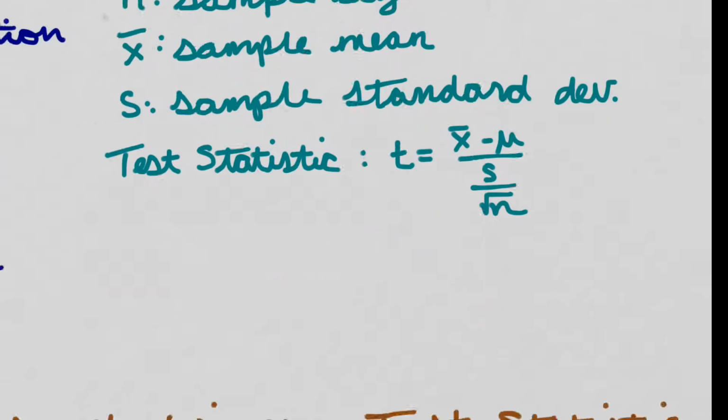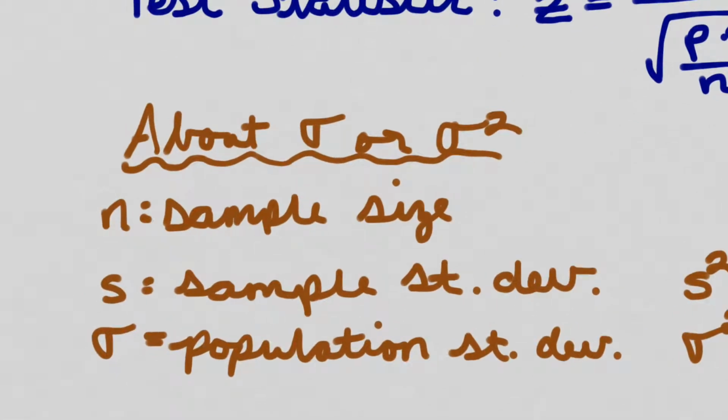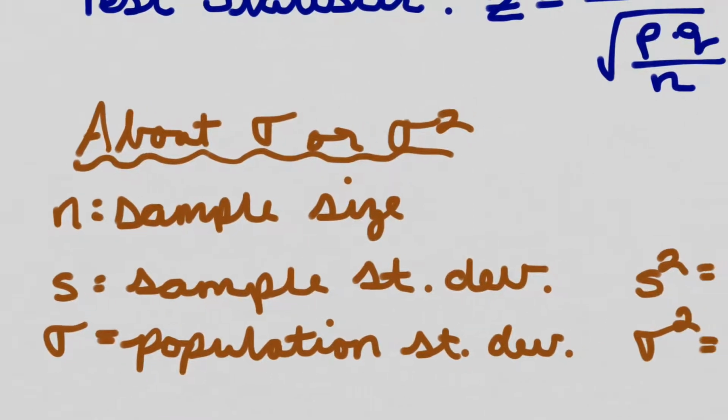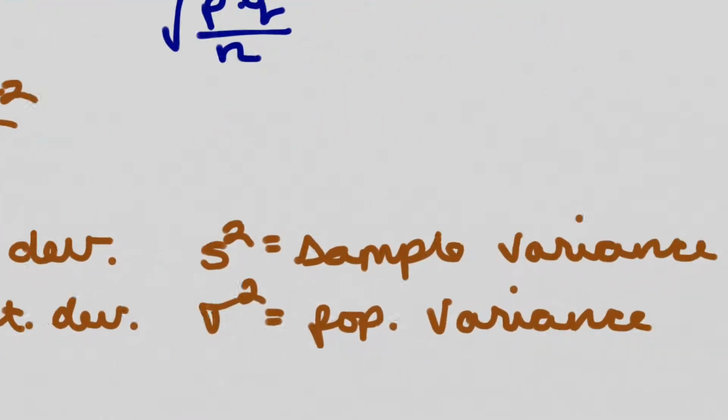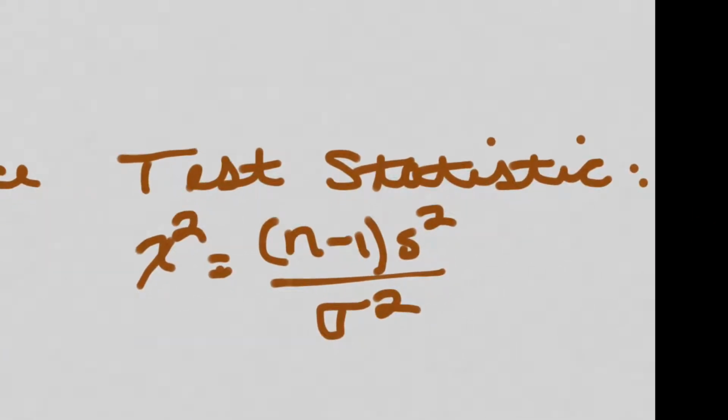claim. And last, we have making claims about standard deviation or the variance. We are very familiar with this notation. To test a claim about standard deviation or variance, we use the test statistic of a chi-squared. The chi-squared is a different graph than the normal distribution, but it's a similar idea. We're going to use these statistics to build confidence intervals and use those confidence intervals to test claims about data.